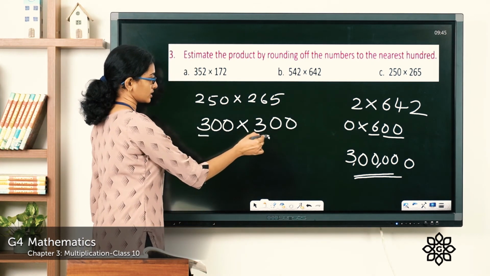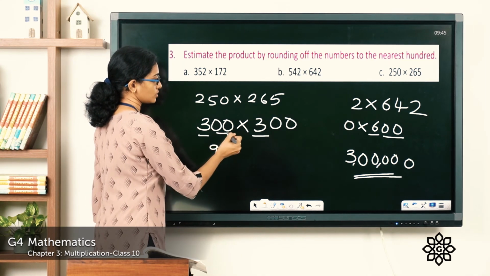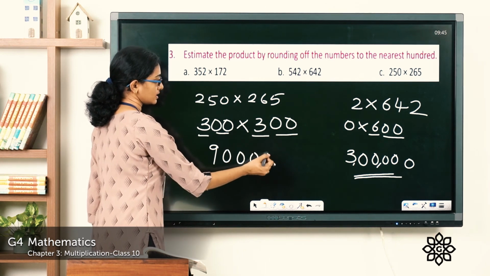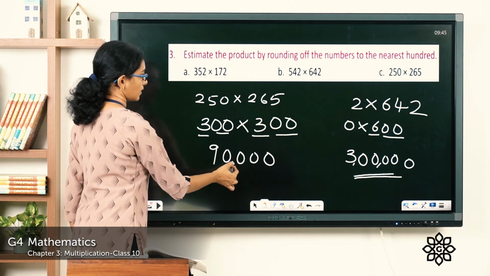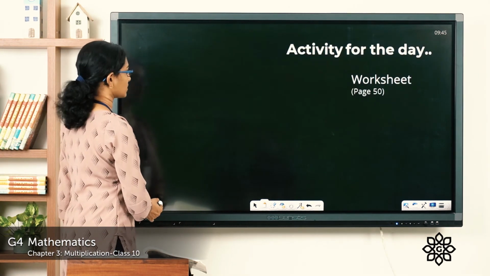3 into 3 it's 9, and then 1, 2, 3, 4. The 4 zeros inserted to the right end. That gives you the product 90,000. So I hope this is clear to you.